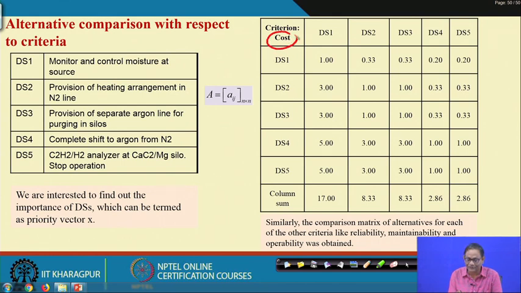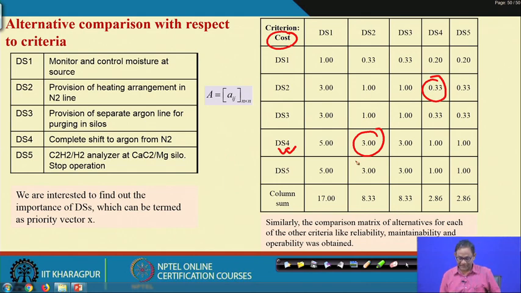We have considered cost. Now, what is the meaning of this? That means the cost of DS4 is 3 times more than DS2, because it is a cost comparison. The cost comparison of DS4 is 3 times more than DS2. So, as a result, DS4 is 3 times DS2, then DS2 will be 1 by 3, 0.33, the reciprocal.